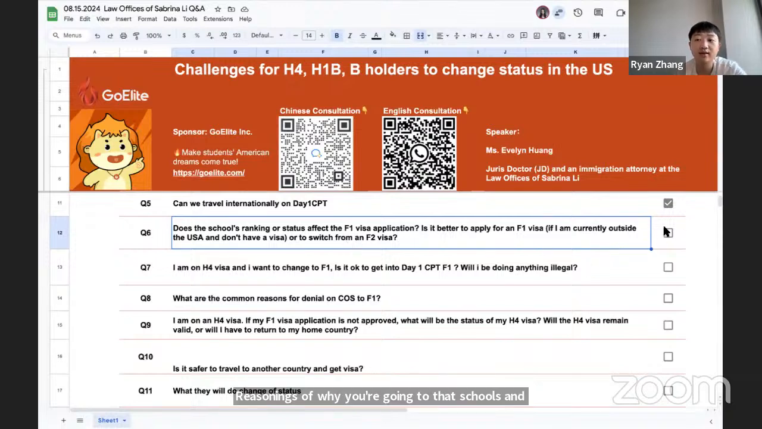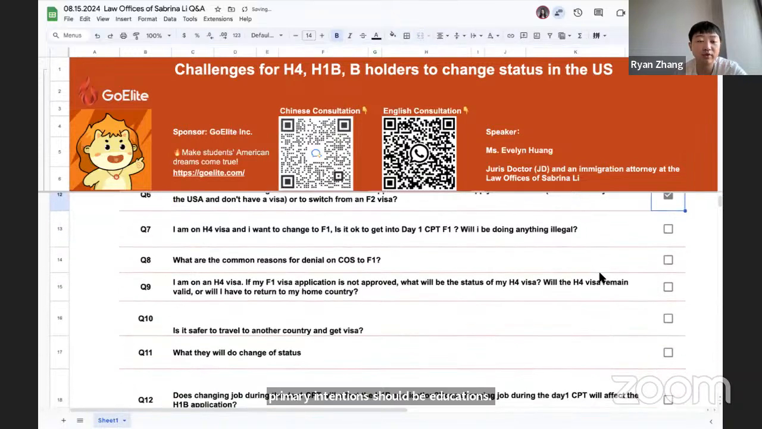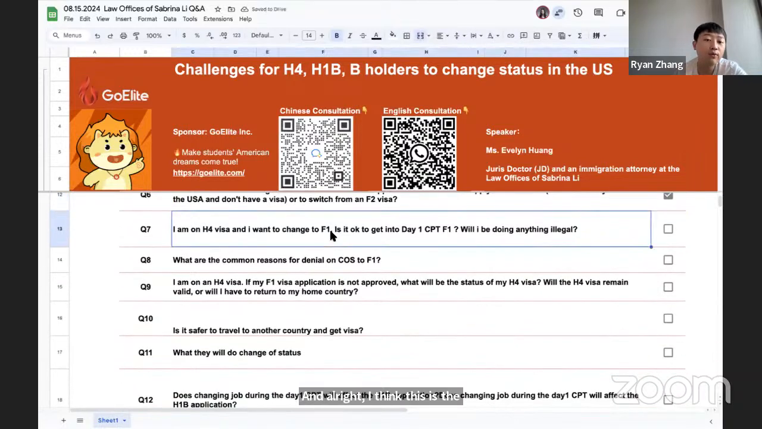All right, I think this question, let's move on. This person has an H4 visa and wants to change status to F1. This is more of a general question. I think this person wants to understand more about whether getting into F1 and using day one CPT is allowed or okay, and whether there are any procedures that are illegal at this point.